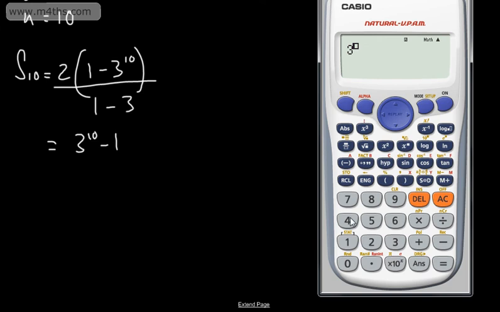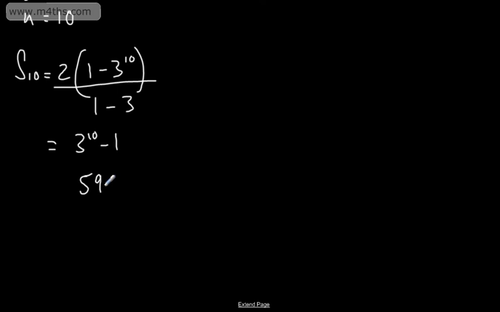So 3 to the, what is it going to be? 3 to the 10 minus 1. Let's just put that in correctly. Minus 1. 59,048. Of course, I've just done that because it's nice and straightforward to do.